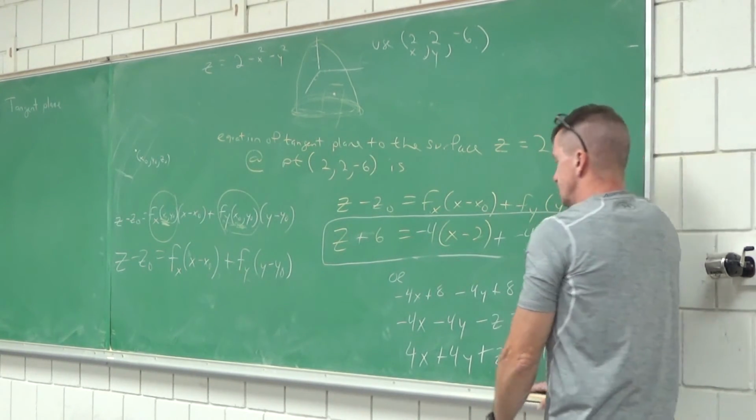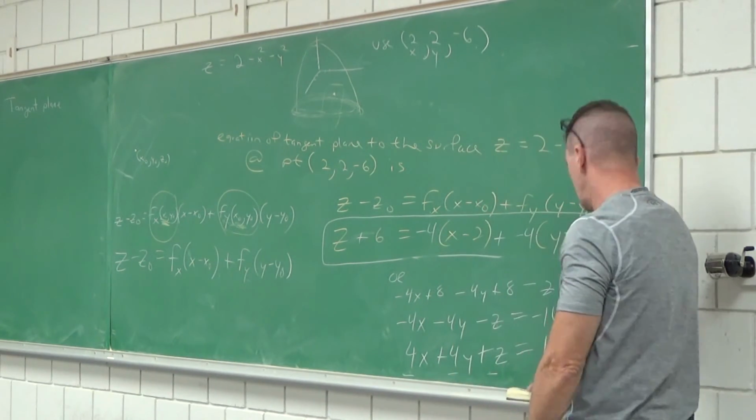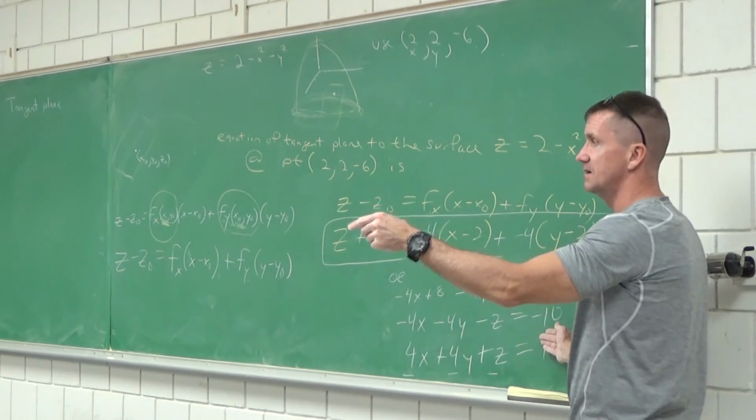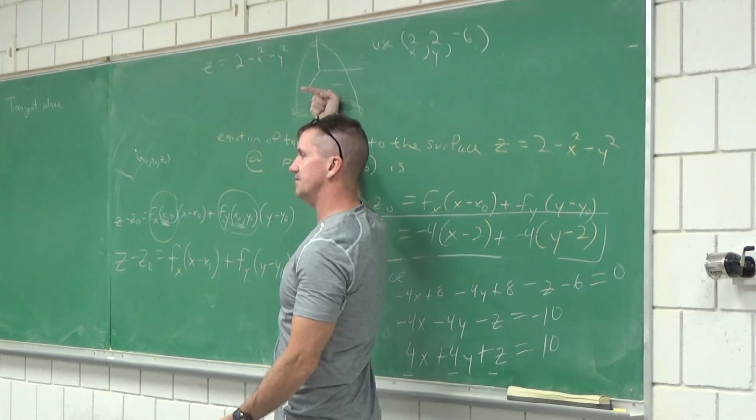And why did I do this? What are these numbers here again? The 4 and the 4 and the 1. We don't care about the 10. The 4, 4, and 1. That's the normal vector to the plane. That's that vector that comes right off that plane right there, right?